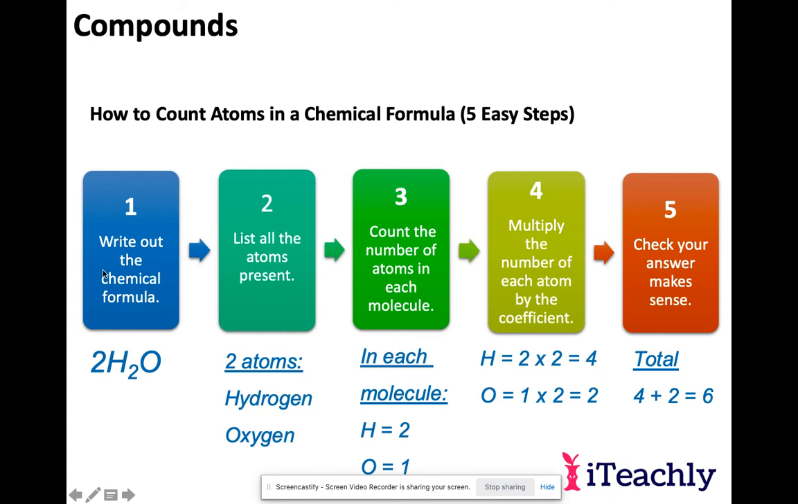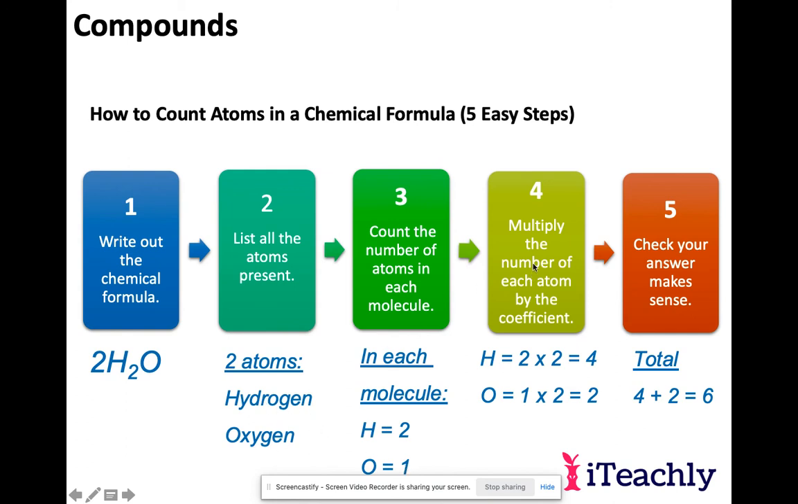So again, let's see how I can count and determine how I did all of that. So one, I need to write out the chemical formula. So it's 2H2O. Then I want to list all the atoms present. So what atoms do I have present? I have hydrogen and I have oxygen. The next step is I need to count the number of atoms in each molecule. Well, where do I get that? That's the subscript. So hydrogen over here has a subscript of 2, and oxygen doesn't have anything, so 1 is understood. So I put this subscript number with my hydrogen and oxygen.